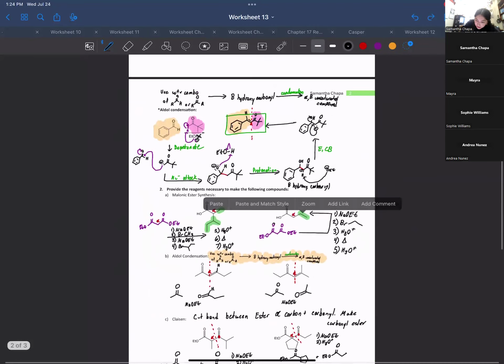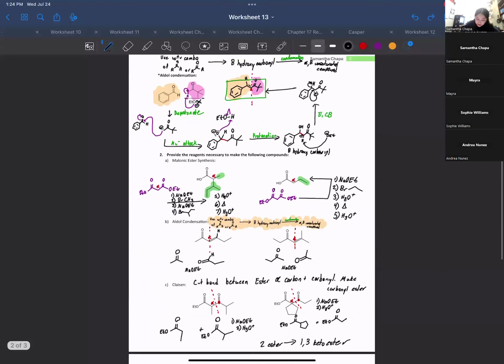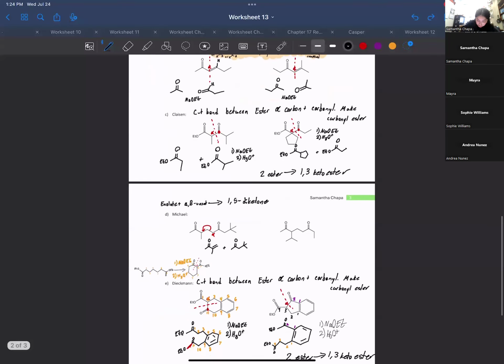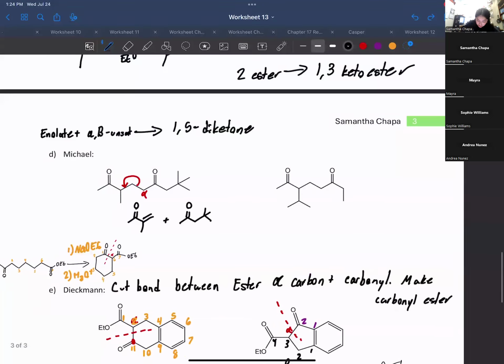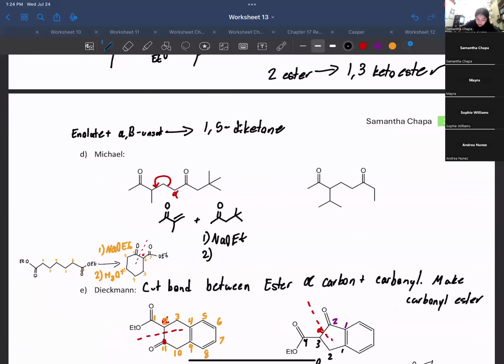Michael requires the base and its conjugate acid in 2 different steps. So I do base and conjugate acid in the second step. But again, following that same kind of strategy to find your product, you can also do it this way. Find your alpha carbon, the one that's kind of connecting those 2 carbonyl groups. So you find your alpha carbon on this side, break that bond and put the electrons on the carbon next to it. So this is another way that you could have made this product using this alpha carbon.